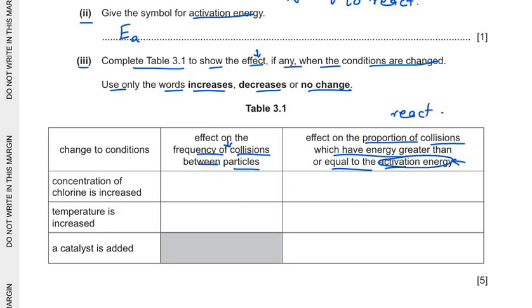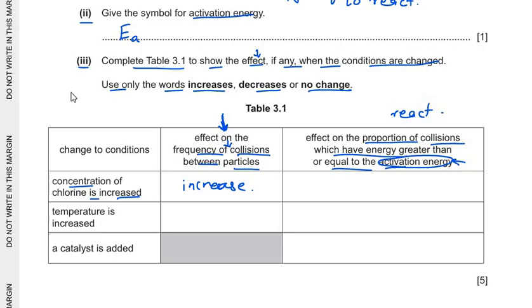And here, the effect on the frequency of collision. So how many collisions per unit time are possible? That is the frequency of collision. Now let's see: the concentration of chlorine is increased. Of course, if the concentration of chlorine is increased, the frequency of collision will increase, because if the particles have increased, the frequency will also increase.